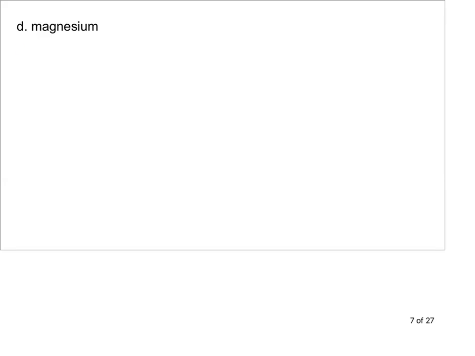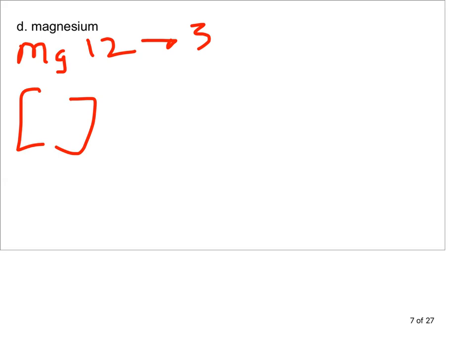Magnesium, Mg, element number 32. Not element number 32. Element number 12, where I got 32 at. Element number 12, and it is in the third period. So our noble gas preceding magnesium is neon. Then we got 3s2, as magnesium's in the s block, and it's the second one over.